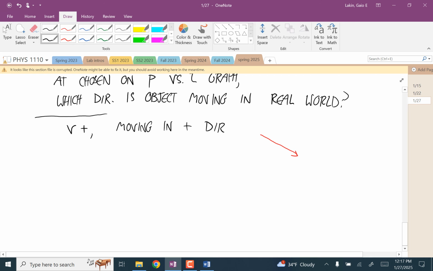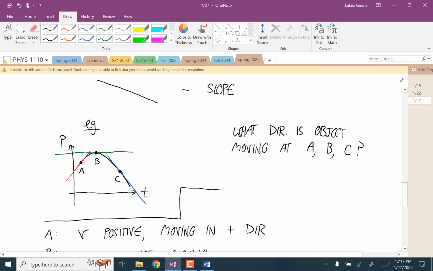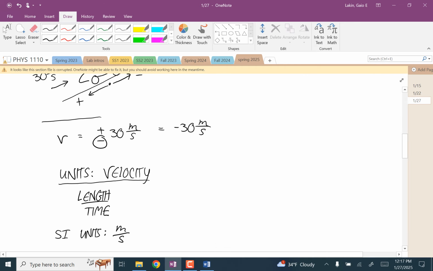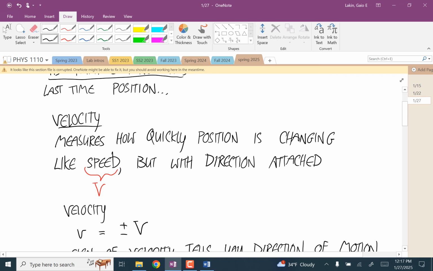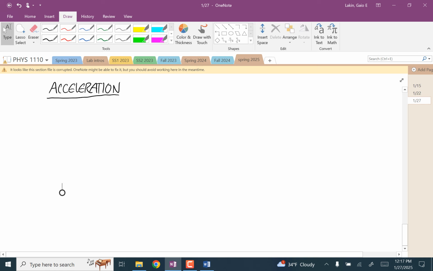Okay, and now we have to talk about what acceleration is. So when I introduced velocity, I said velocity measures how quickly position is changing. And so if the position isn't changing, if something's just sitting there, the velocity is 0. Acceleration works that way, but with velocity. Acceleration measures how quickly velocity is changing.